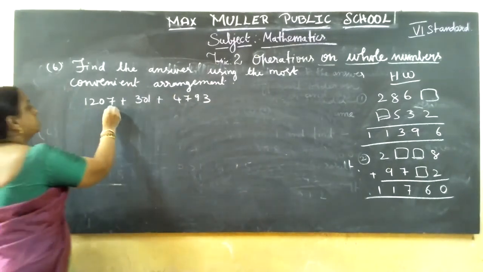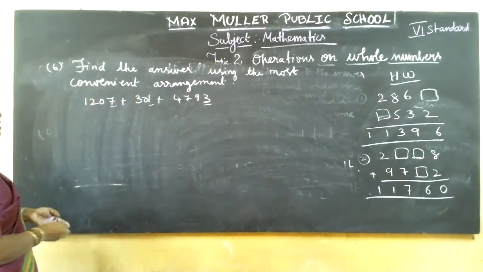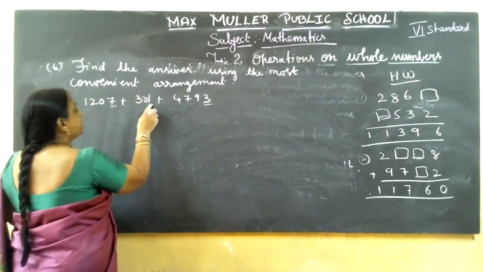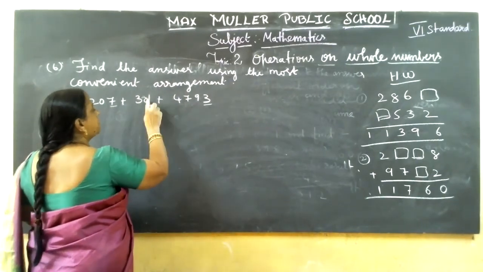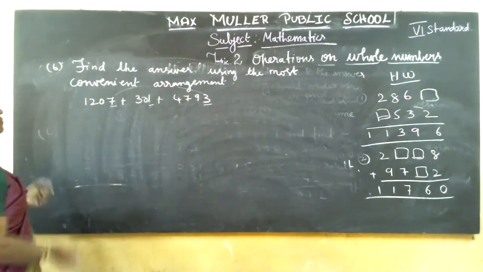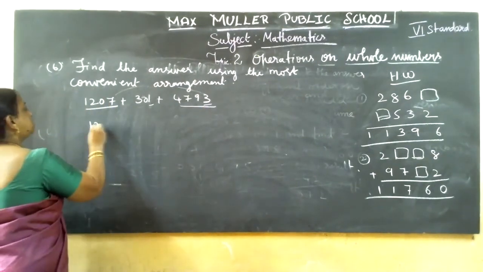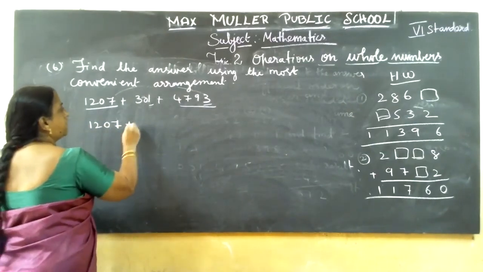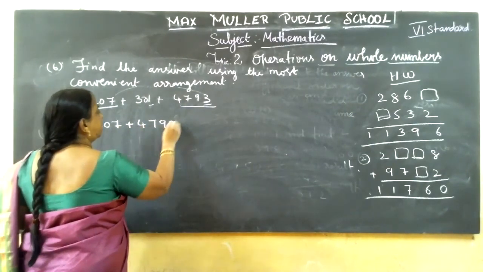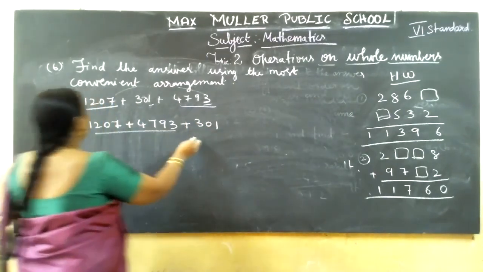You should see the ones place first. Which two ones, if you add, you will get which one? Unit place 0. Now 7 plus 1 is 8. No, we can't. 3 plus 1 also no. But we can: 7 plus 3 is what? 10. So we'll take first these two numbers. 1207 plus 4,793 plus 301. First we'll add these two, then we'll go for this.